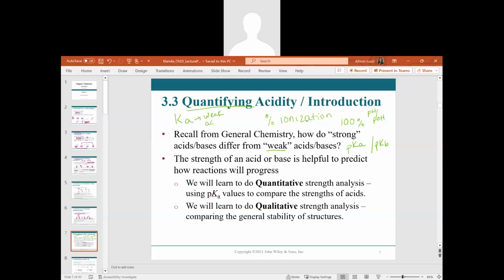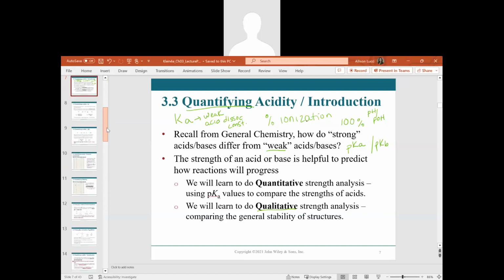So we'll talk about how we can relate weak acid strength using the negative log of Ka, or the pKa value. Quantitatively, we will measure using pKa, and in a subsequent video, we'll talk about how we could qualitatively compare structures to analyze acid strength. So let's take a look here.